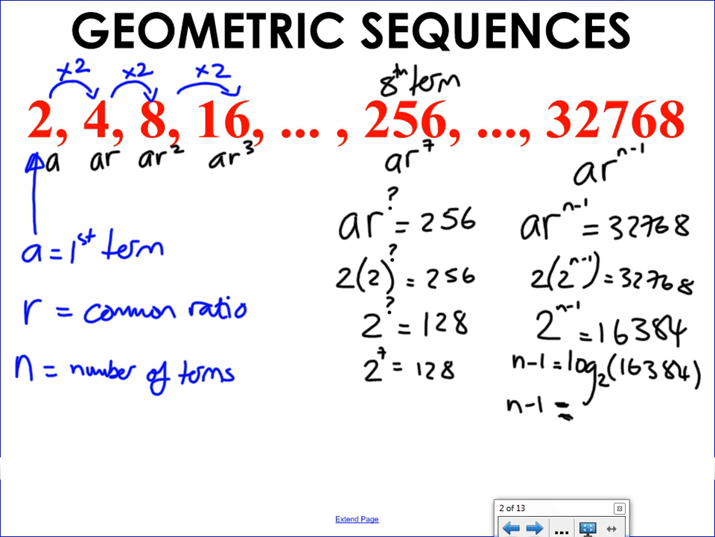Oh yeah, it's in that funny place again. Option calc, F6. Then 2, comma, 16384. That's 14. So n is 15. So the number of terms here is 15. That's the 15th term. So it would be ar to the 14. Okay, so what did we look at next?